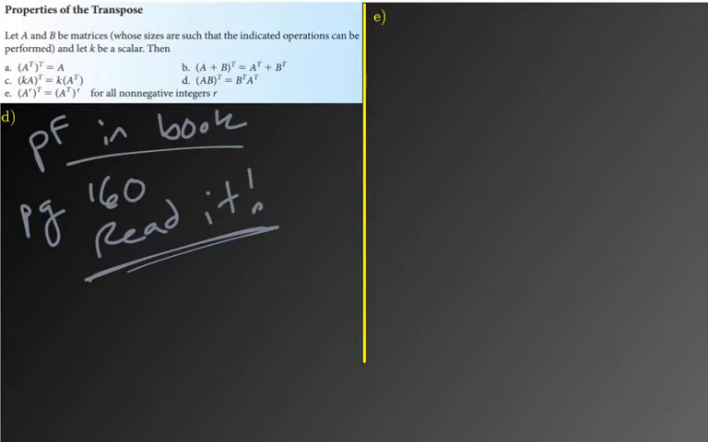All right. So for E, this is one that actually is going to use induction, but it uses induction on the whole numbers. I'm going to show that when it says for all non-negative integers R, that means 0, 1, 2, and so on, which is the whole numbers.